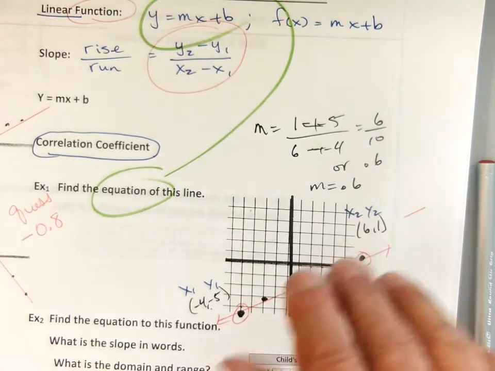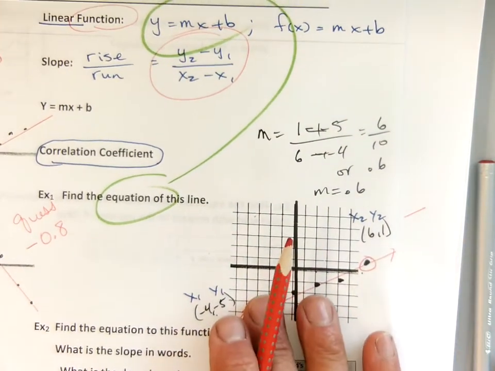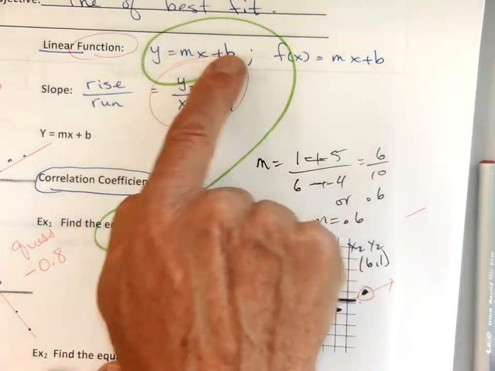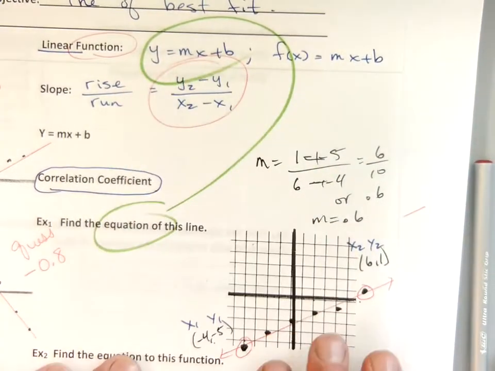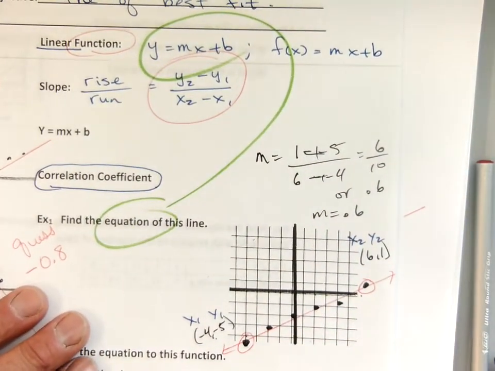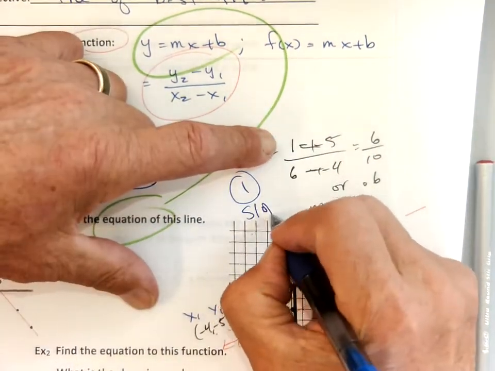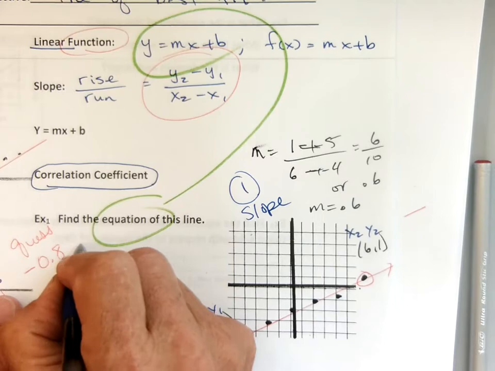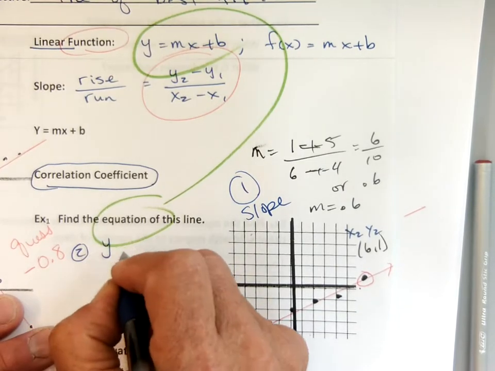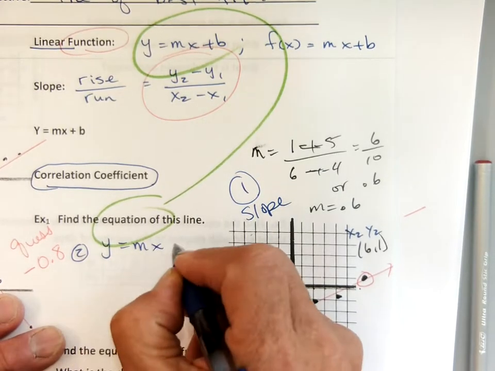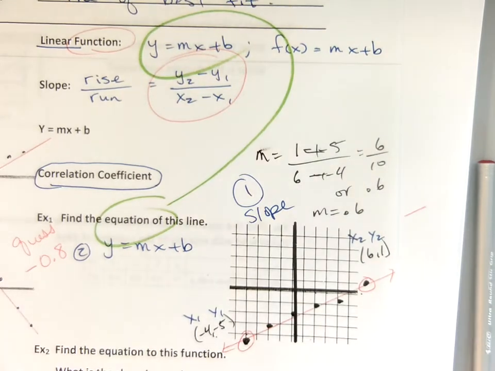I'm not done. So if I need the equation, I need more. So if I need the equation of the line, I'm going to use this. So the first thing I did is I found the slope. The second thing I'm going to do is use my equation. y equals mx plus b, okay?